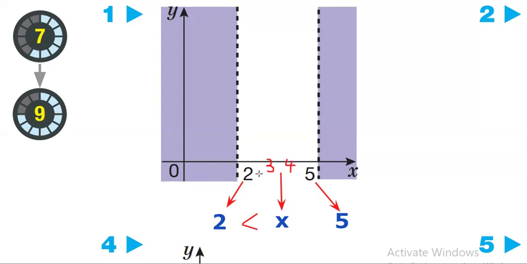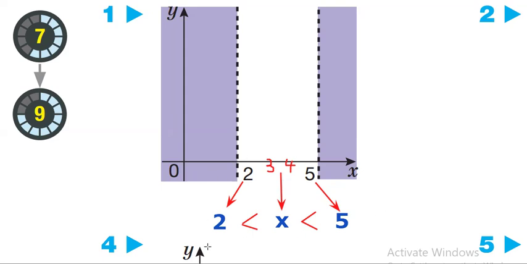So the 3 and the 4 are bigger than 2. And the 3 and 4 are smaller than 5. So the sign should be the same like this. Smaller than. So when you read it, x is bigger than 2 and smaller than 5. Now, because we have a dotted line here and here, they're not connected, it means we don't put any equal sign under the inequality sign. That's the whole idea of this question.